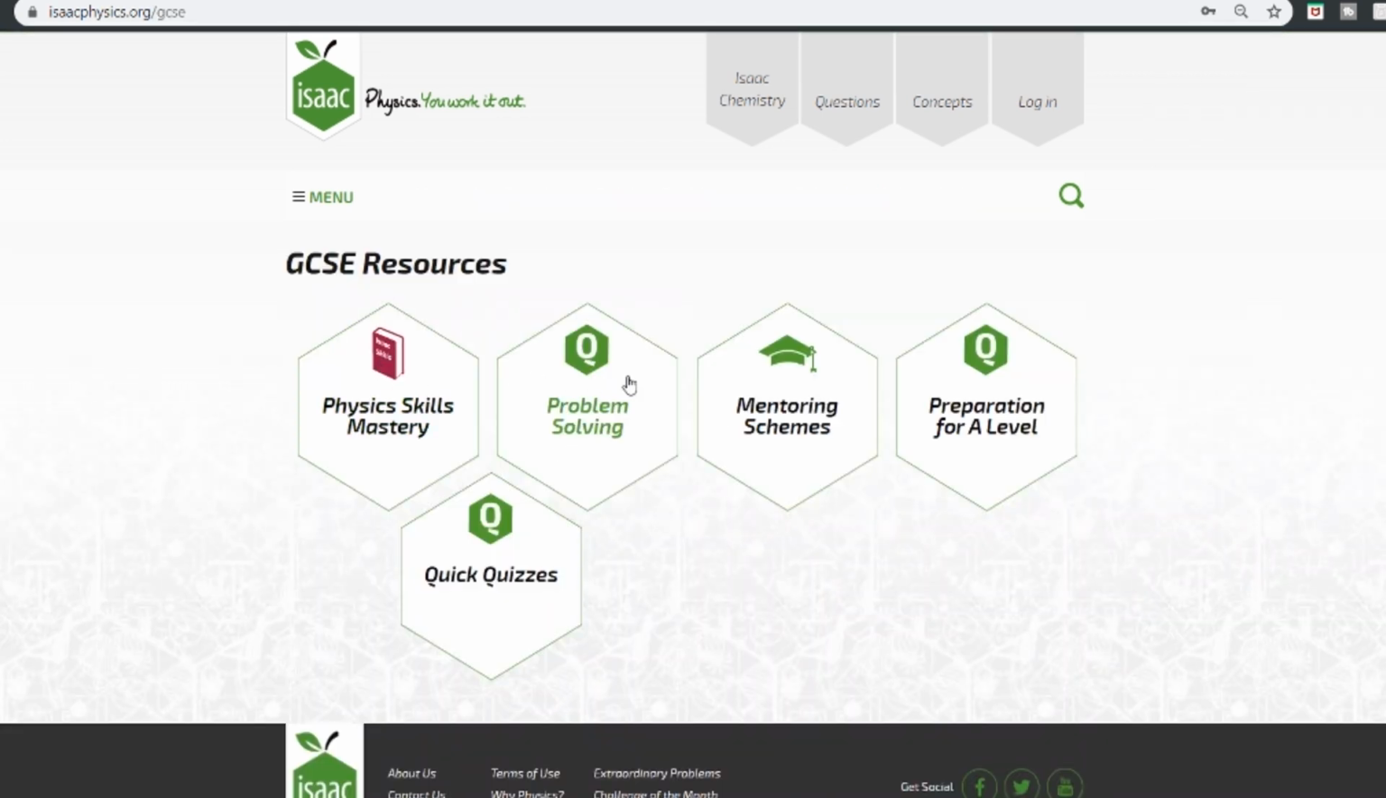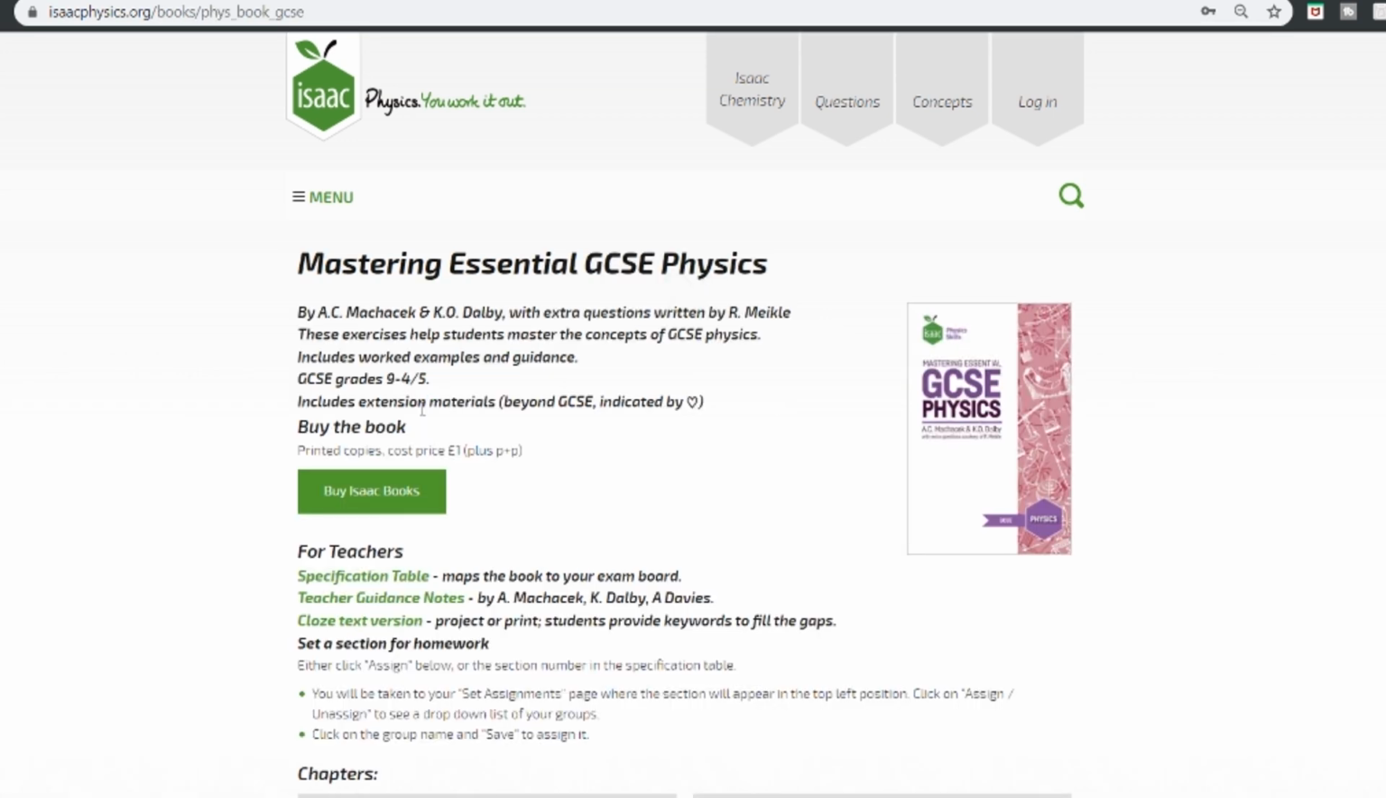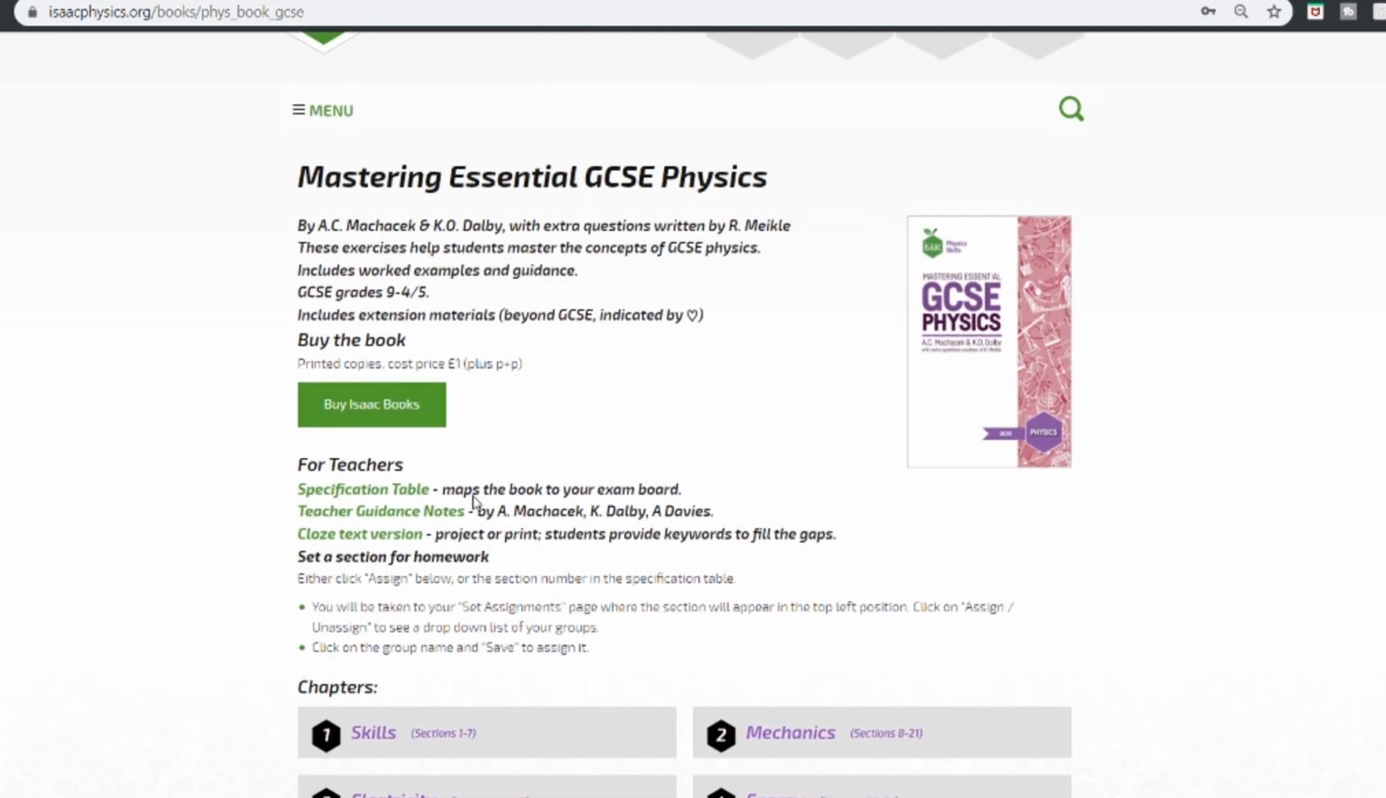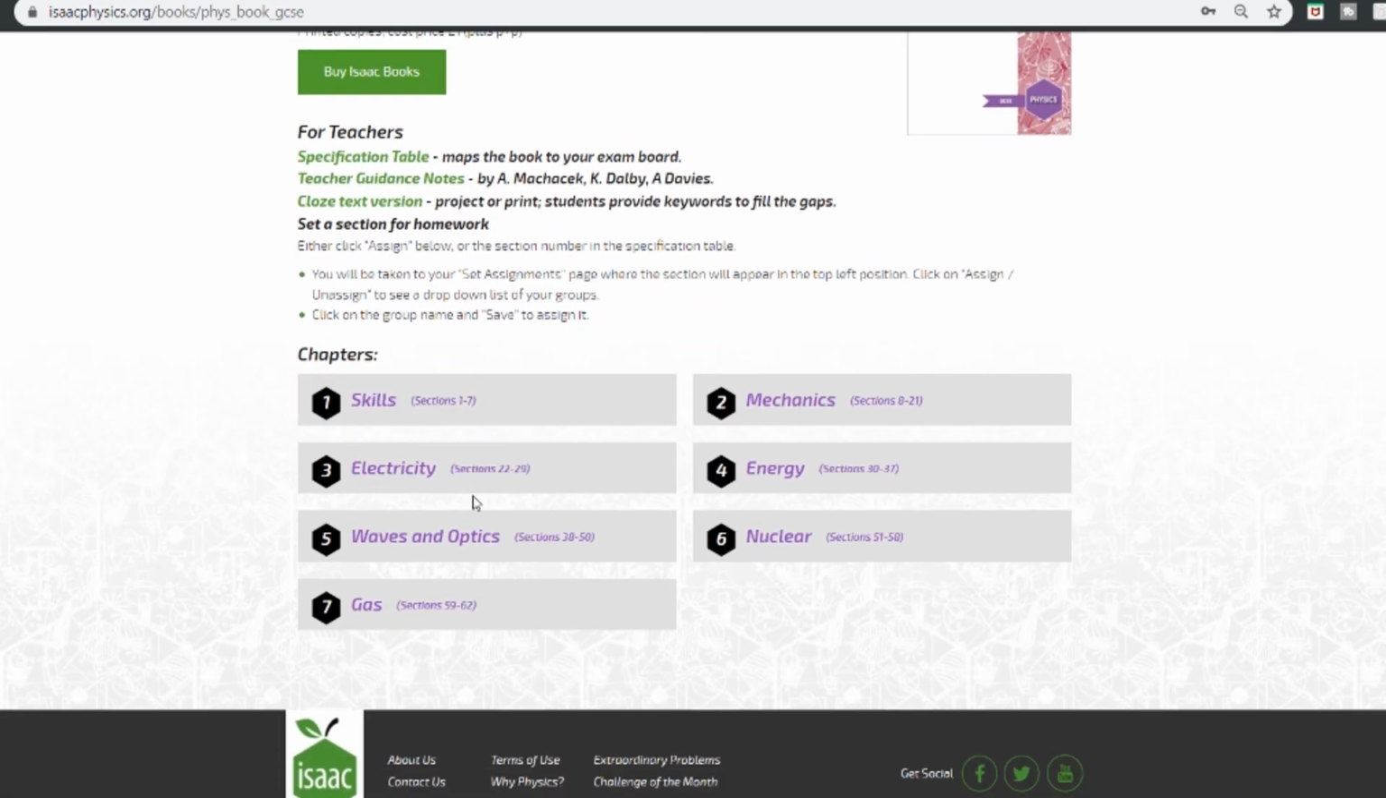So if you click on this, it has various different things here. So it's got some quick quizzes that are quite good that you can have a go at, a bit about how to actually solve problems. There are some mentoring schemes that they have, so I'll let you have a look at that. But we're looking at the Physics Skills Mastery. So this refers to the book that we're looking at the moment. You can obviously buy the book here. There's more stuff for teachers.